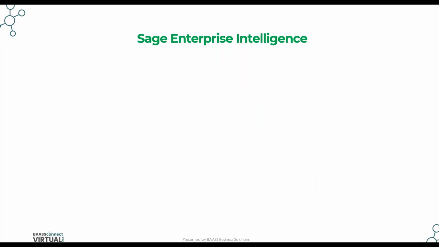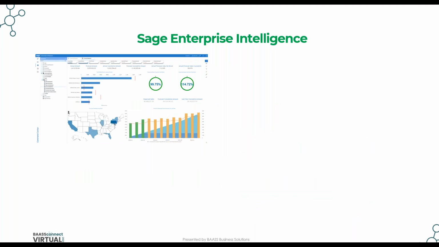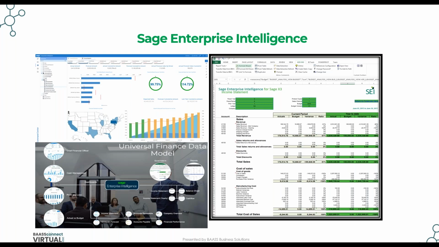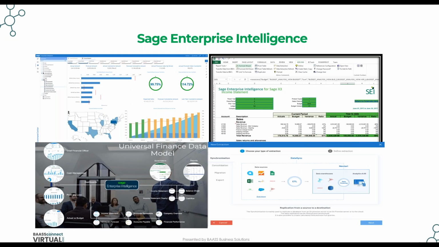Sage Enterprise Intelligence. Enhanced browser user interface. SEI 2021 R2 was just released, I believe, last week. Excel add-in for financial and operational reporting. Universal data model for a structured data warehouse with out-of-the-box reports. And data sync, which allows you to synchronize information from multiple databases.